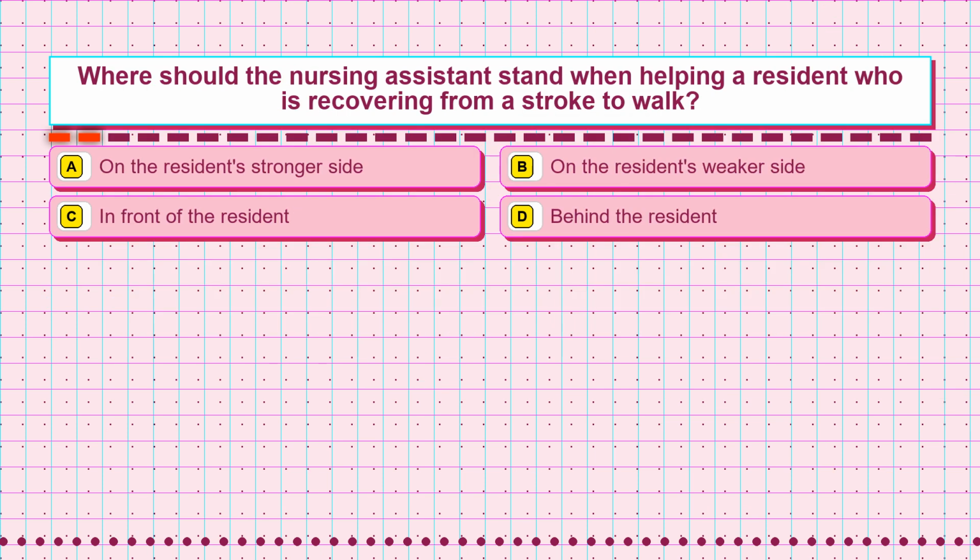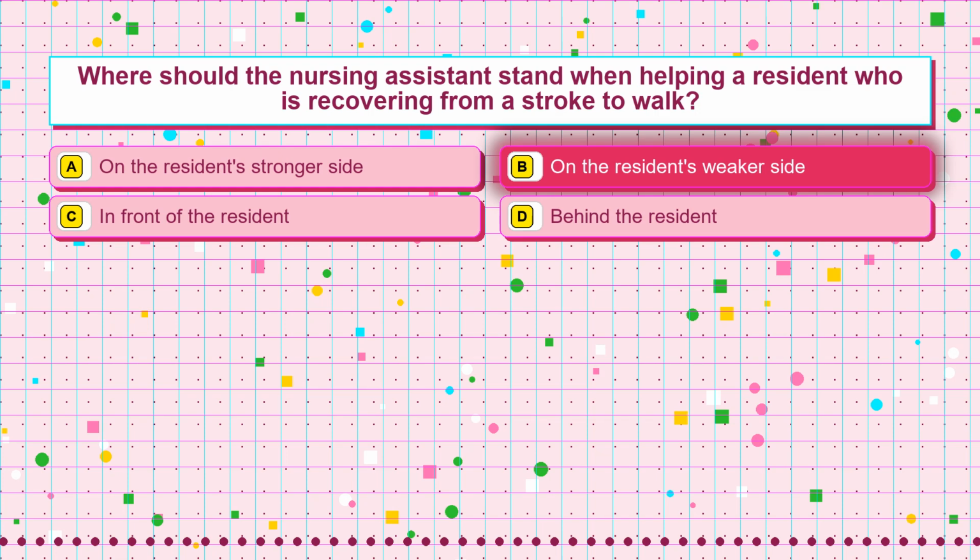Question 85. Where should the nursing assistant stand when helping a resident who is recovering from a stroke to walk? Option A. On the resident's stronger side. Option B. On the resident's weaker side. Option C. In front of the resident. Option D. Behind the resident.